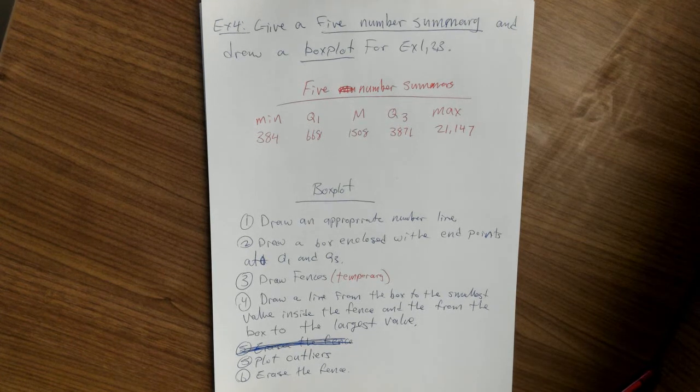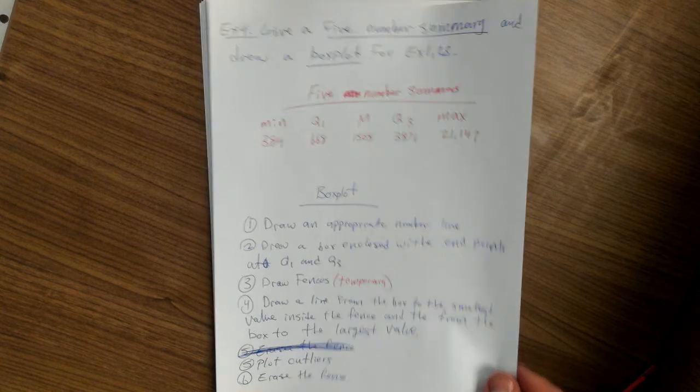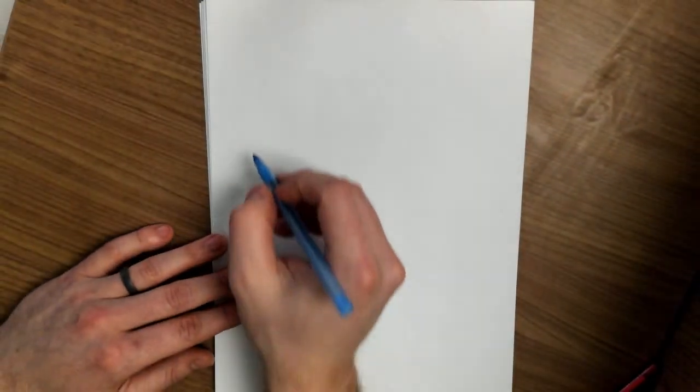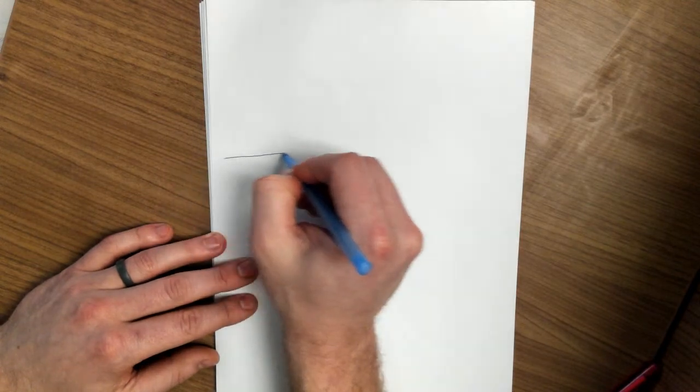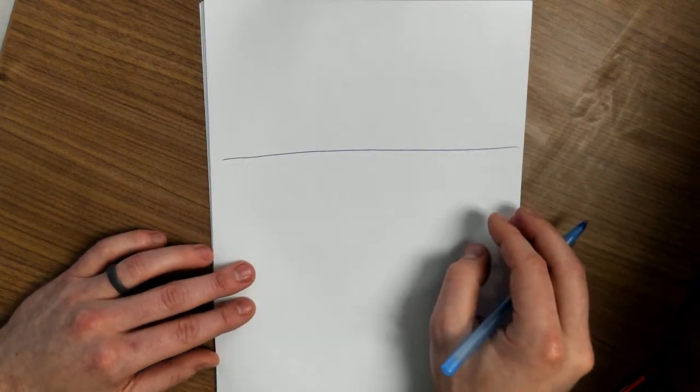But go ahead and pause the video if you need a minute, because I'm going to switch over to a new page and we're going to start drawing the box plot. Alright, so let's do the box plot. First, it says to draw a number line appropriate for our given data.